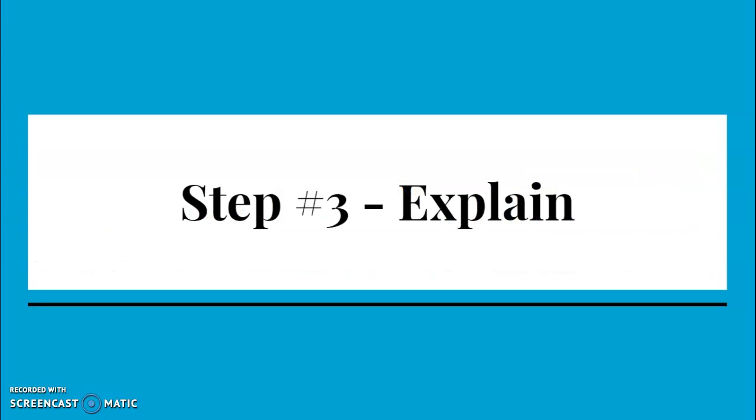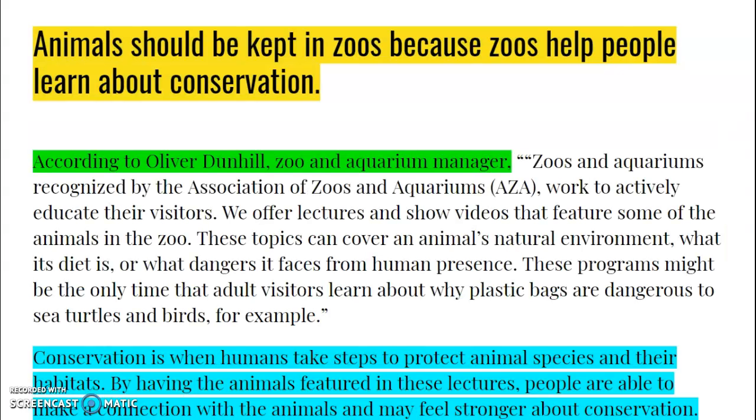All right, so now I'm on to step 3. This is where I have to explain and make a connection between what my evidence is saying and my reason. So down here in blue, I have conservation is when humans take steps to protect animal species and their habitats. By having the animals featured in these lectures, people are able to make a connection with the animals and may feel stronger about conservation. All right, so you might be asking, how do I come up with this connection?